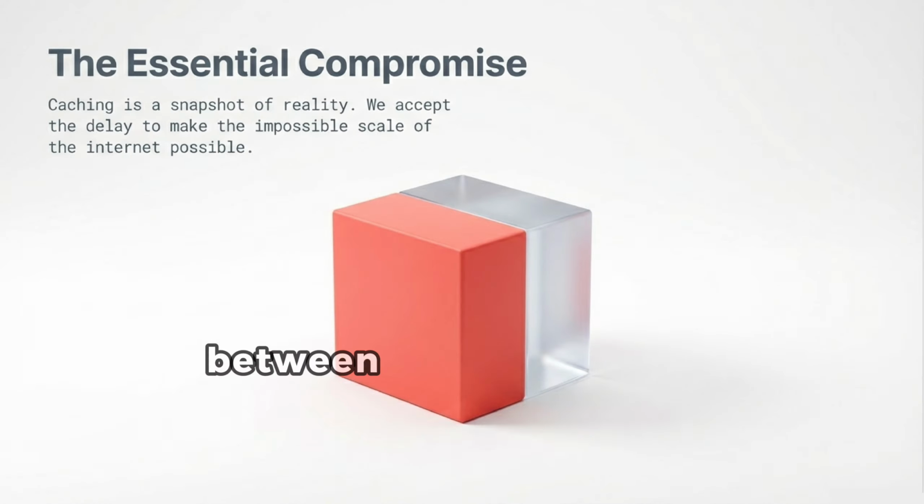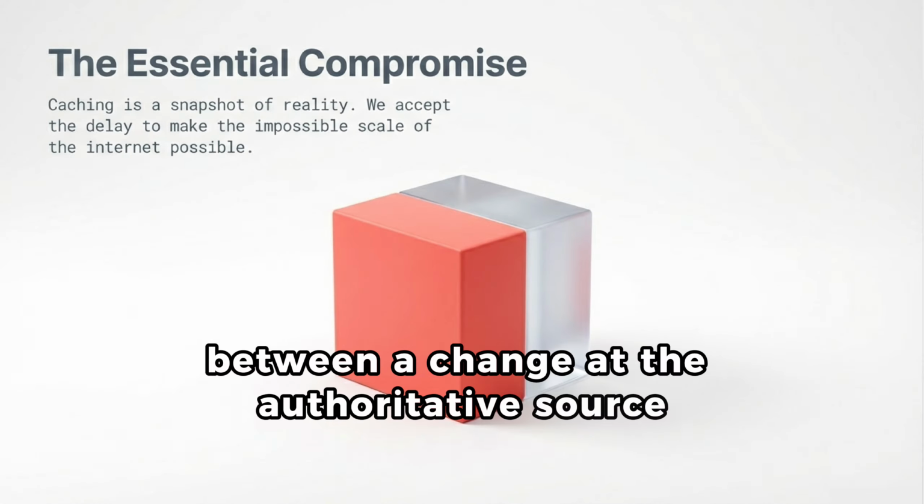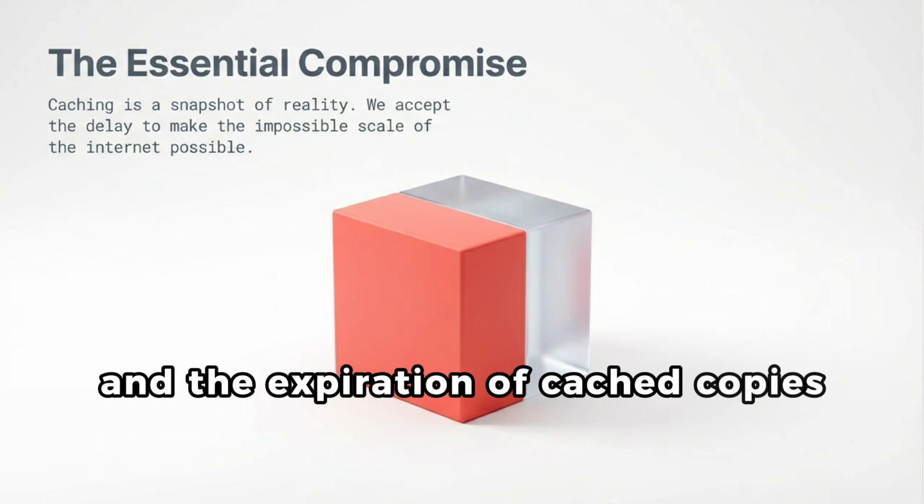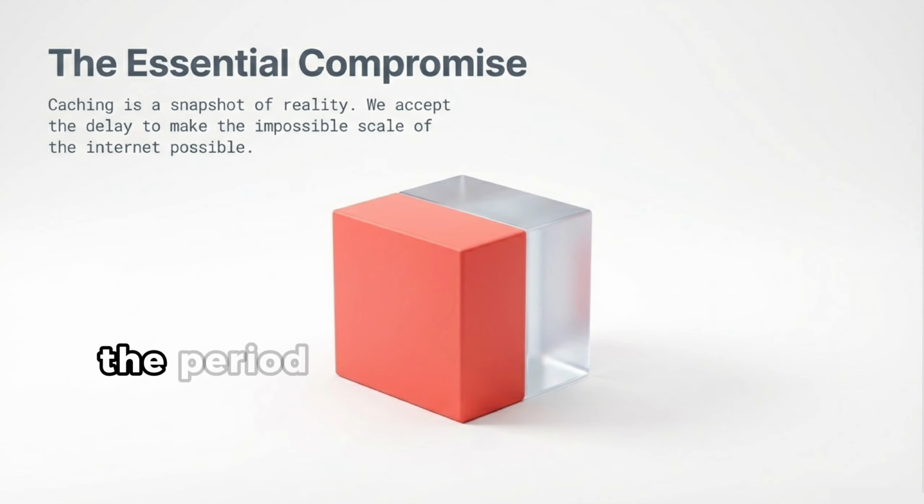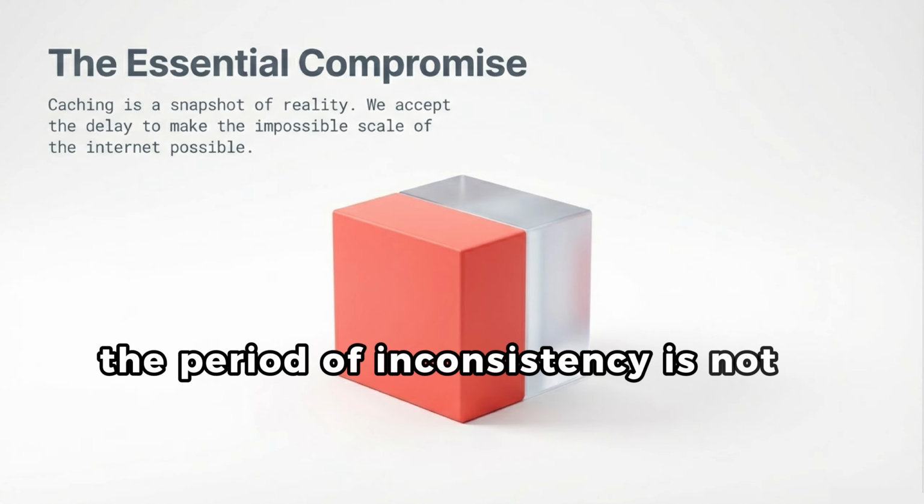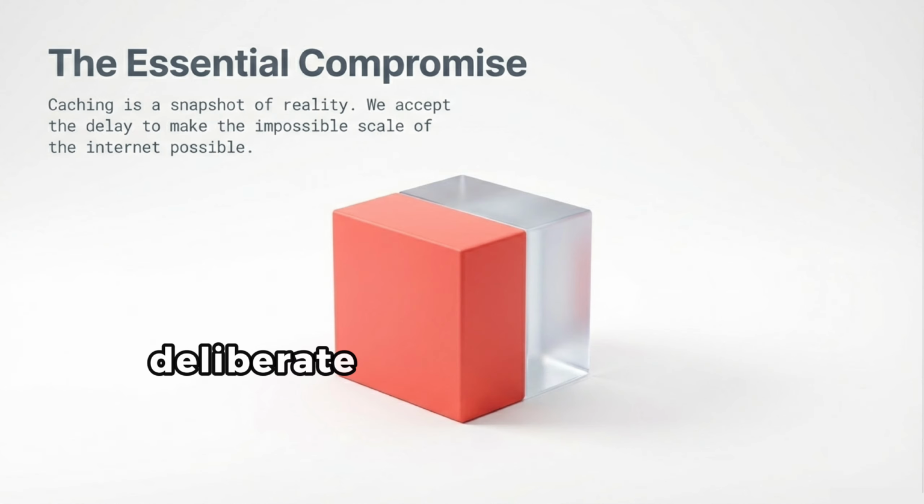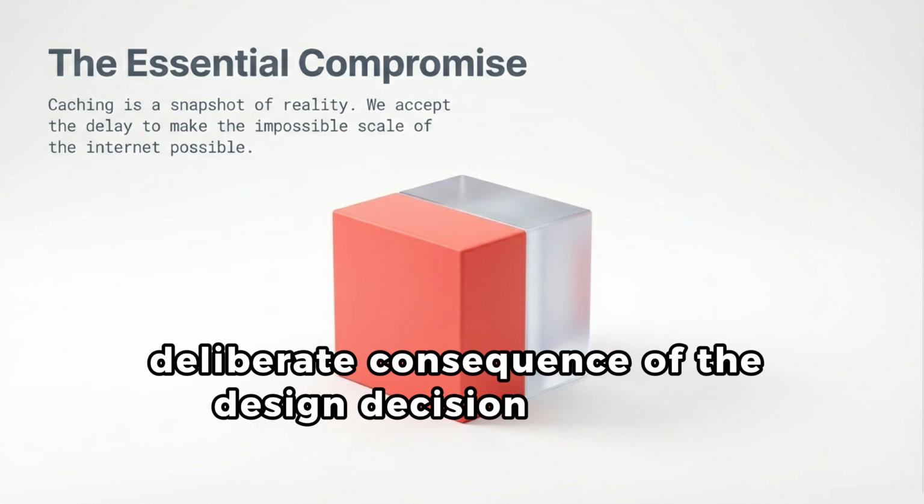But in the window between a change at the authoritative source and the expiration of cached copies, different parts of the internet are operating on different beliefs about what a name means. That window, the propagation delay, the period of inconsistency, is not a bug. It's a direct, deliberate consequence of the design decision to cache.